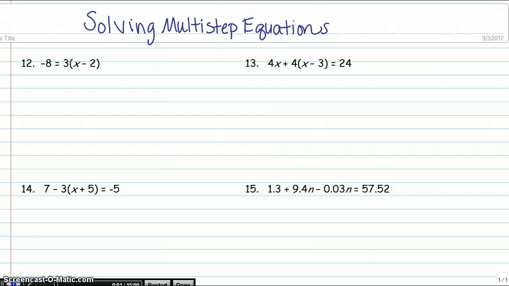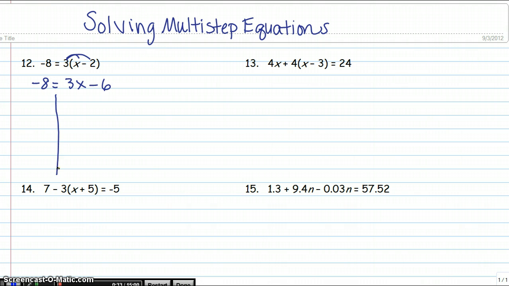This lesson is about solving multi-step equations. This is going to include combining like terms and the distributive property. So if I'm looking at number 12, I see parentheses and a 3 out in front. This indicates that we need to use the distributive property. So I'm going to start by distributing the 3 over the parentheses. 3 times x, 3x. 3 times negative 2, negative 6.